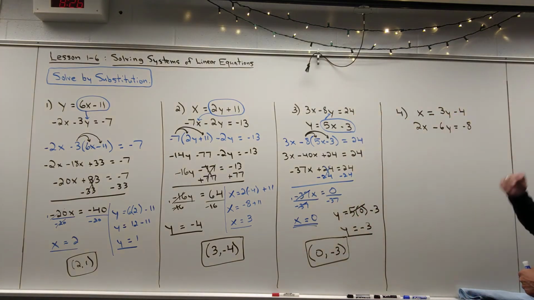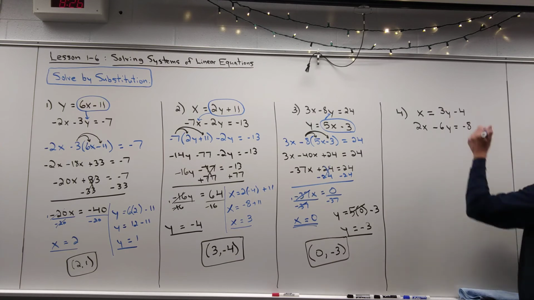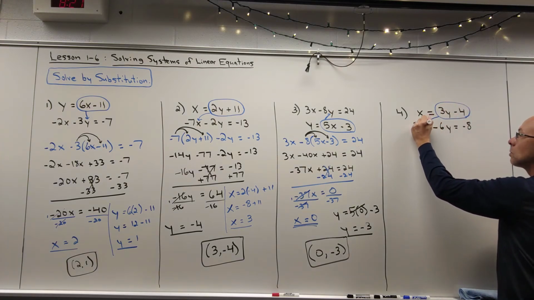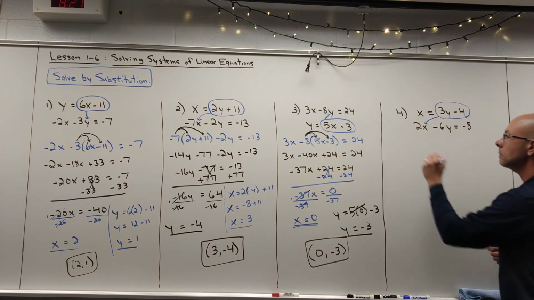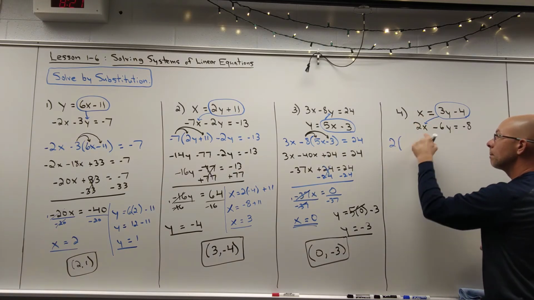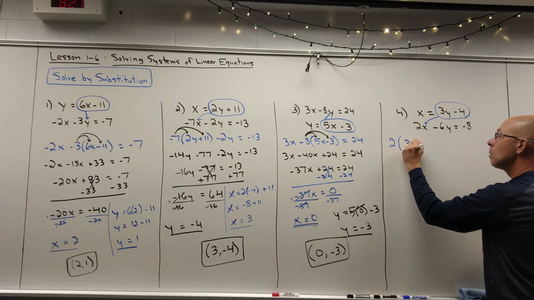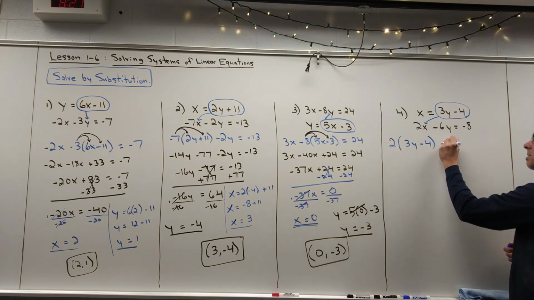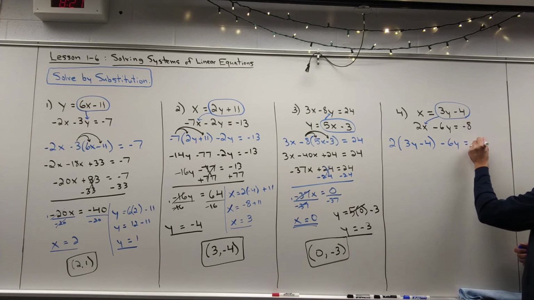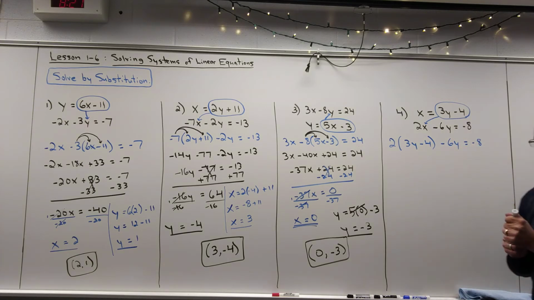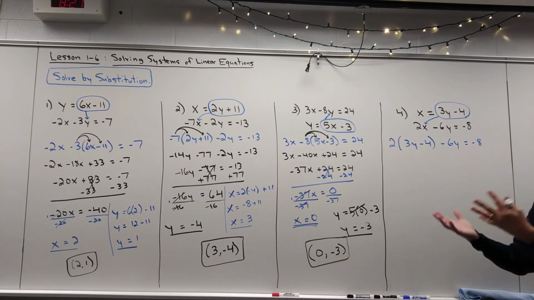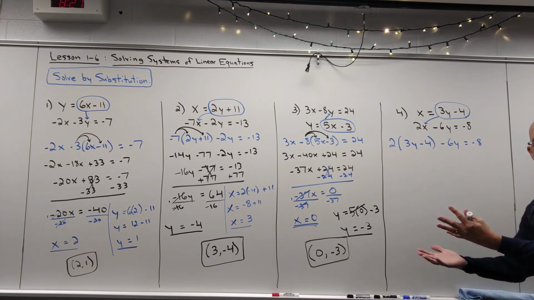Okay, last example for this segment. This one says x equals. So x goes right there. So it's 2 times, in place of that x is 3y minus 4, minus 6y equals negative 8. Like the other 3, once you substitute, it's most likely distributive property, like terms, solve.